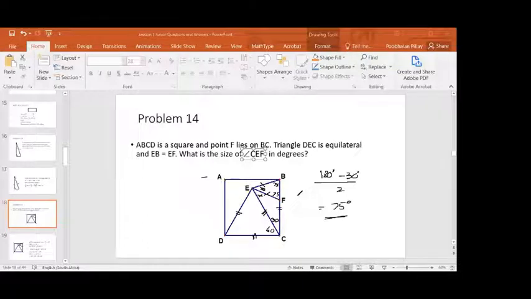Right? And now we can say that this entire angle here, 30 plus x, was equal to this angle here. Right? Remember, CE equals CB. So this whole angle is 30 plus x, and that is equal to 75 degrees. So you have this equation. So x will have to be 45 degrees. So that is how you solve that problem.